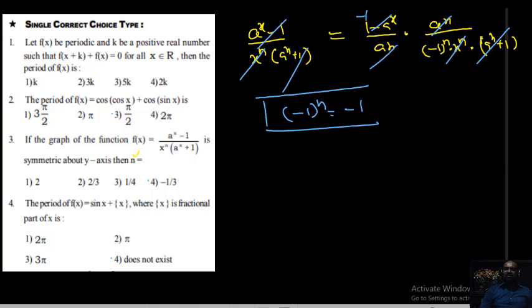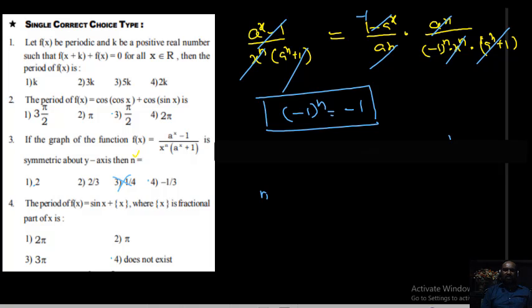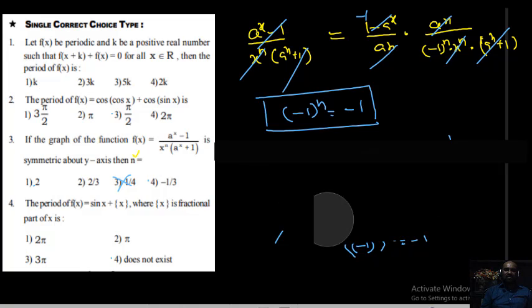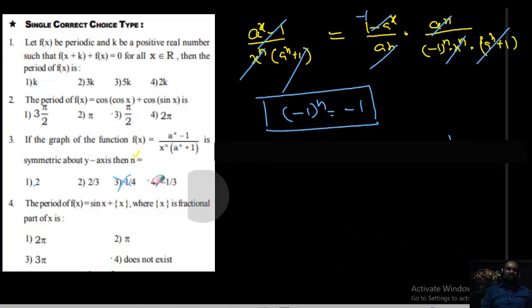When does this happen? n equal to 2 obviously won't satisfy, cross check. Now I want to cross check 2 by 3. So minus 1 power 2 by 3 should be equal to minus 1, or (minus 1 whole square) whole power 1 by 3 equals minus 1. Minus 1 square is 1 only. 1 power 1 by 3 won't give minus 1, so this is also not correct. 1 by 4 is obviously not correct, the fourth root of minus 1 is never 1. So we are left with the fourth option, that is minus 1 by 3.